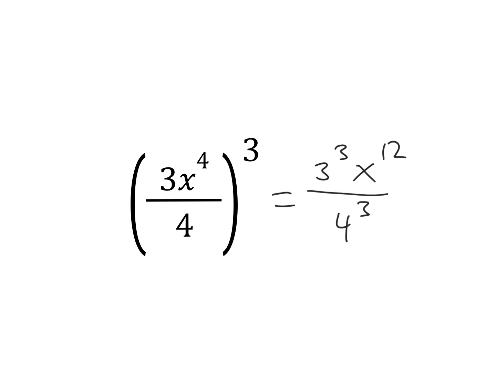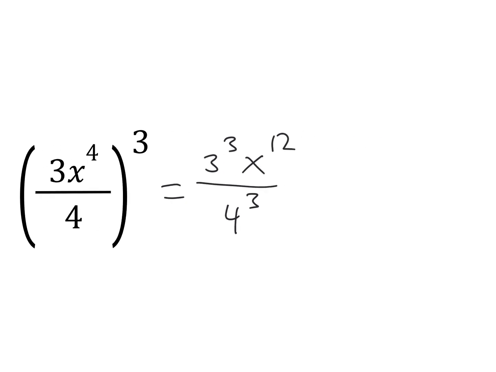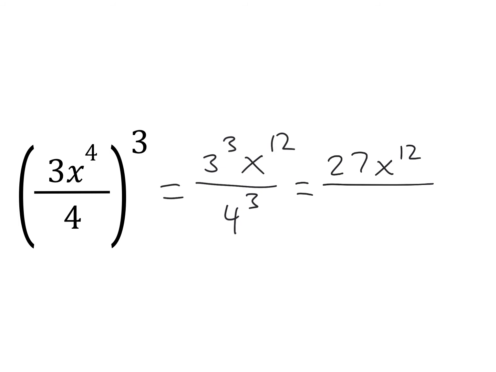Okay, and we could simplify that by taking 3 to the 3rd power. Okay, 3 times 3 times 3 gives us 27. So we have 27x to the 12th over 4 to the 3rd power. So that's 4 times 4 times 4. That'll be 16 times 4 gives us 64. Okay, and that would be our simplified answer.